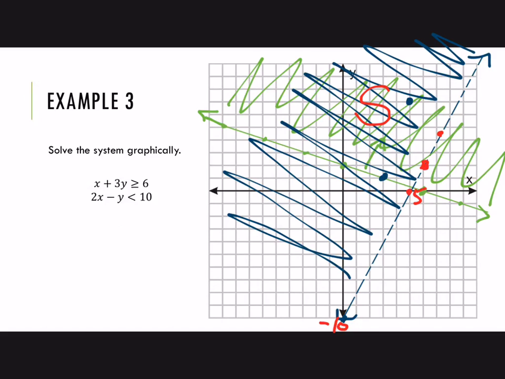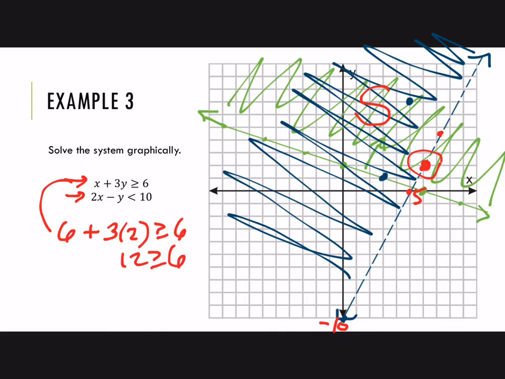So notice if I plug that into each of these equations, or inequalities. So the first one, 6 plus 3 times 2 is greater than or equal to 6. So that's 6 plus 6 is 12. And that checks out. That is a true statement. Okay, so this red point, that fits in with the green shading, that inequality.